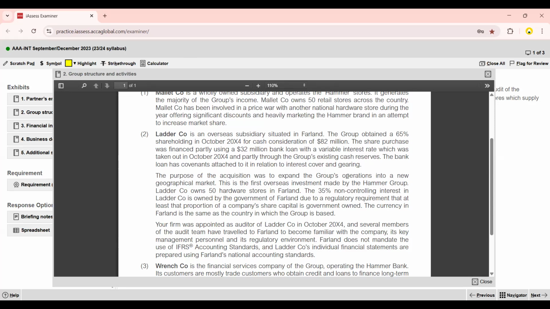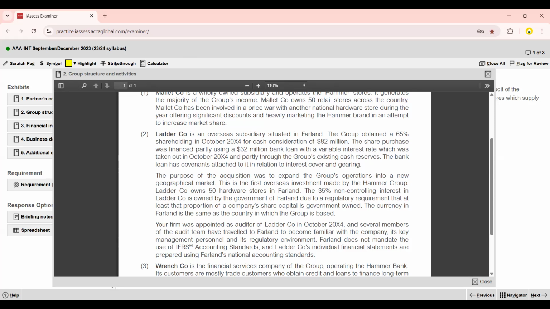Ladder Company owns 50 hardware stores in Farland. The 35% non-controlling interest (NCI) in Ladder is owned by the government of Farland. This is a separate point, so you have to highlight this one as well. It is owned by the government due to a regulatory requirement that at least that portion of a company's share capital is government owned. The currency in Farland is the same as the country in which the group is based, meaning no difference in the currency.